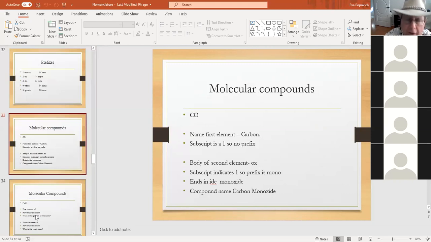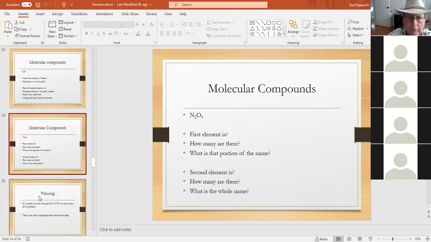So if we're naming them, I've got a molecular compound. First element is carbon. Carbon is not a metal, so I use covalent rules. There's only one carbon, so I have no prefix. The name of the first element is carbon. Second element, the body is oxygen, first syllable ox. The subscript indicates a 1, so its prefix is mono. It ends in IDE. Some of these names are a little funny. You don't want to say monooxide, it's just monoxide. If you have two vowels together from the prefix and the name of the element, just drop the prefix vowel. So this is carbon monoxide. Okay, guys?